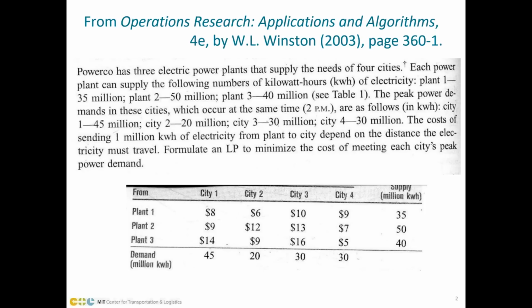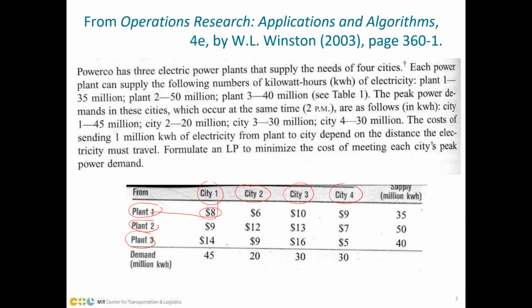So here you have a generation company, and it has 3 power plants that are called plants 1, 2, and 3, and they are providing electricity to 4 cities, cities 1, 2, 3, and 4. Moving electricity from plant 1 to city 1 has a cost of $8 per unit, and the same for every other combination of plant and city.